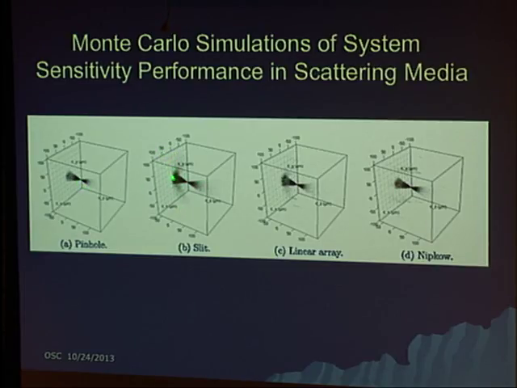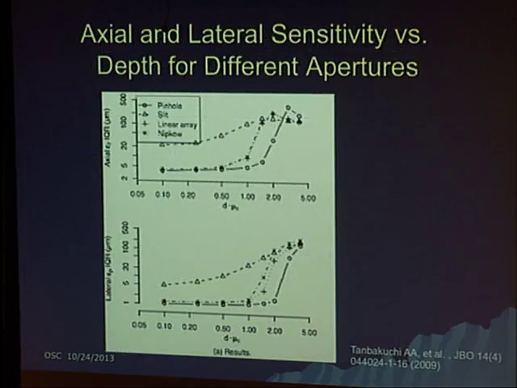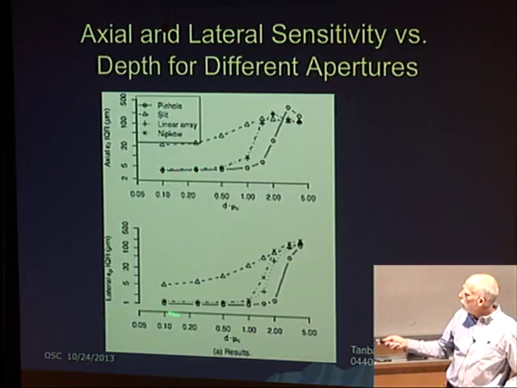And similarly, in a slit-scan system, you can see it's much worse. There's a lot of photons, a lot of locations that would give light, scattered light, into the image rather than just the point. And it turns out the linear array, this idea we've been working on, is almost as good as the point scan.